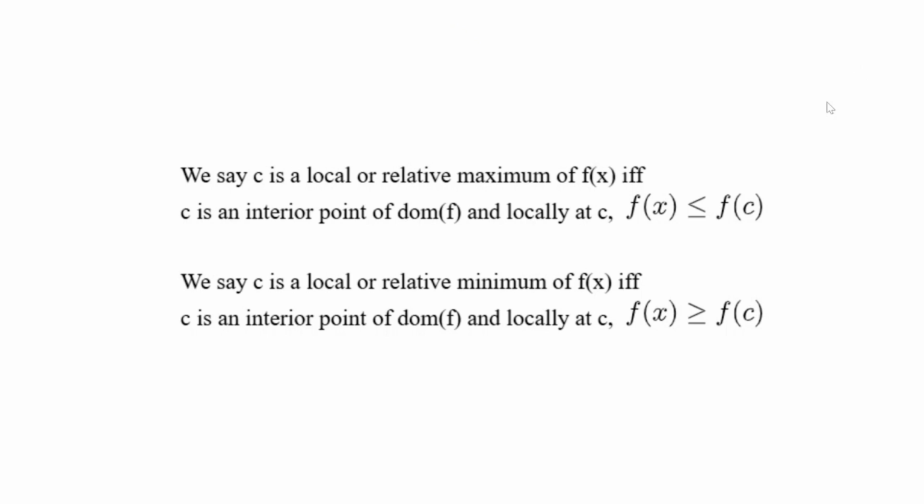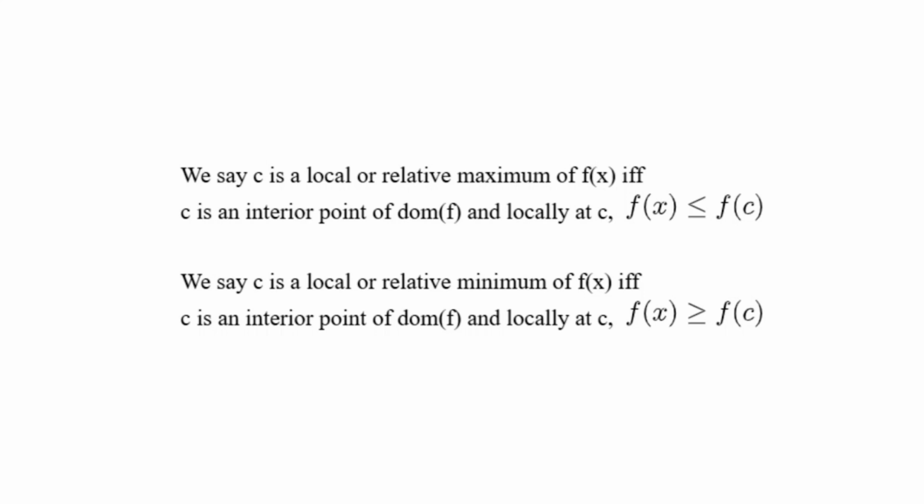So now let us define what we mean by a local or relative maximum and minimum. Now we say C is a local maximum of f of x if and only if first C has to be an interior point of the domain, right? And locally at C, f of x is less than or equal to f of C. Also for the case of minimum, f of x is greater than or equal to f of C.